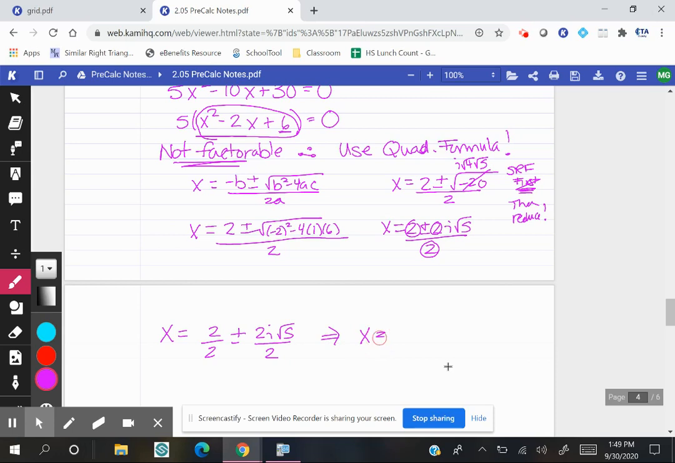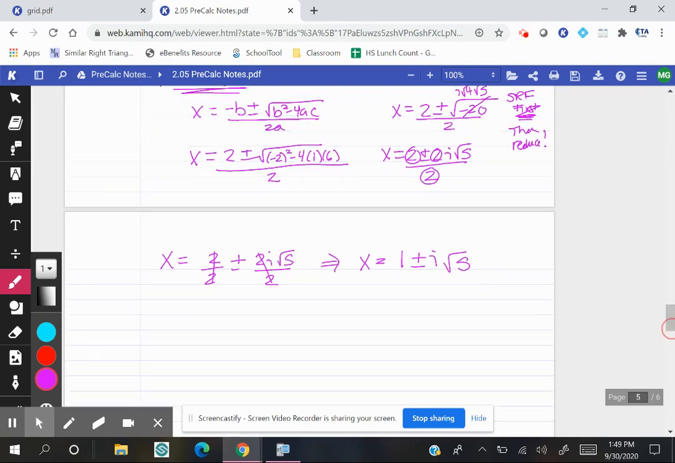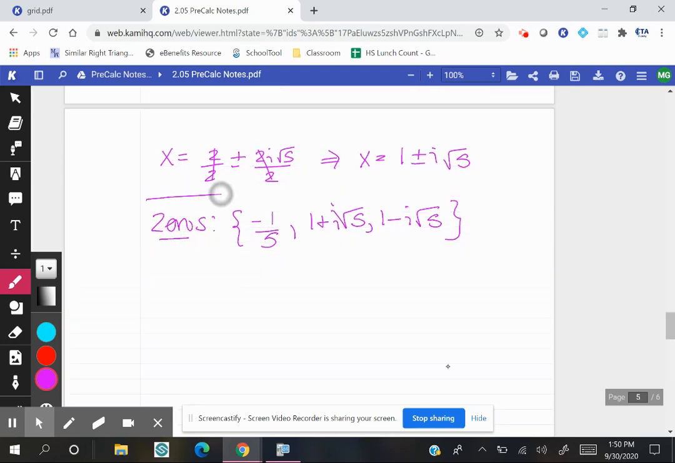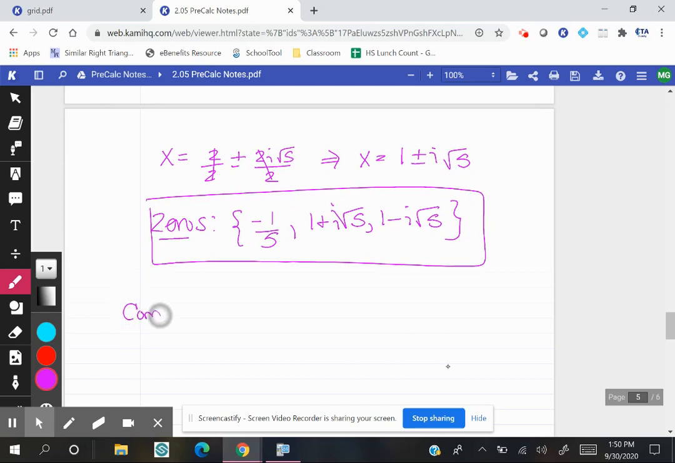So we get x equals 1 plus or minus i rad 5. So our zeros would be negative 1/5, which they gave us, 1 plus i rad 5, and 1 minus i rad 5. Then I also asked you to write the complete factorization, or as a product of linear factors.